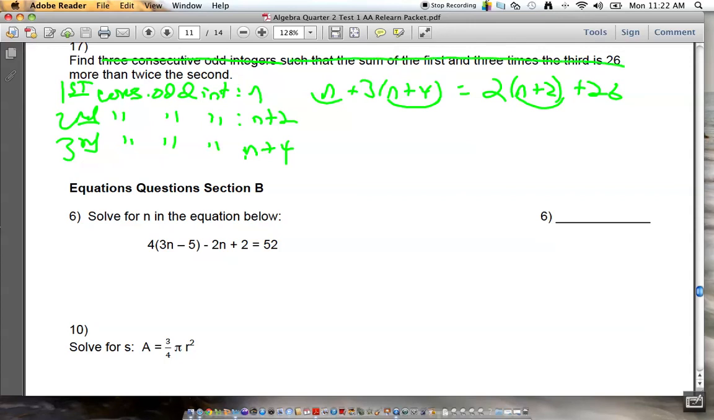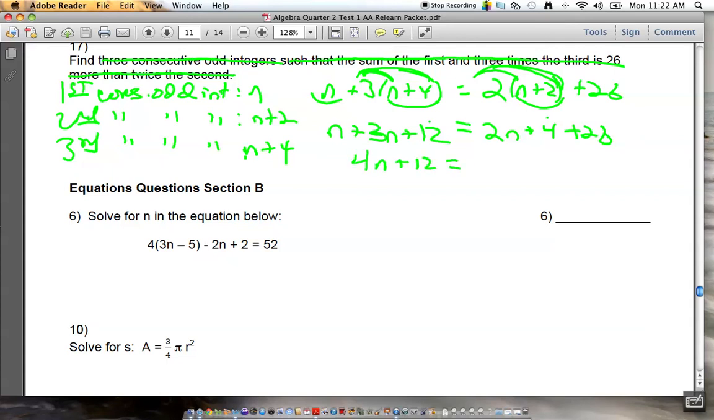Now I can cross that out. And I need to solve. Distributing the 3, distributing the 2. n plus 3n plus 12. Sometimes kids write 4 there. The 3 has to be multiplied by both. Equals 2n plus 4 plus 26. Remember, 2 times 2 is 4, not 2. Same side, same operation. 4n plus 12 equals 2n, get those guys together, plus 30.